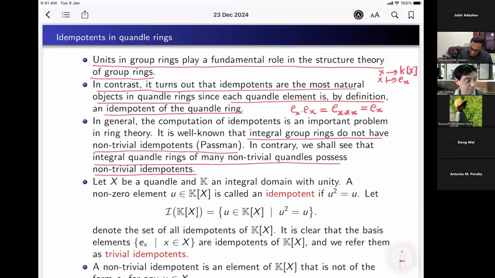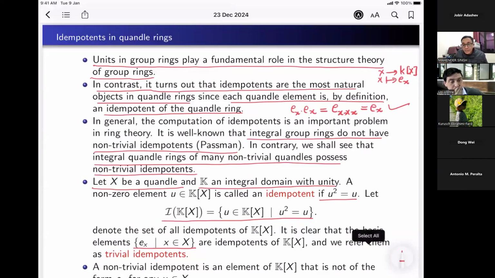So let us set some definitions. Suppose you have a quandle X and K an integral domain with unity. A non-zero element u is called an idempotent if u square is u. So I do not want to include 0. And let I of KX denote the set of all idempotents. Further, elements of the form Ex where x is in X, we call trivial idempotents because they are trivially idempotent, as I have just shown here. Ex times Ex is E of x star x, which is Ex. So they are obviously idempotent. They are called trivial idempotents.